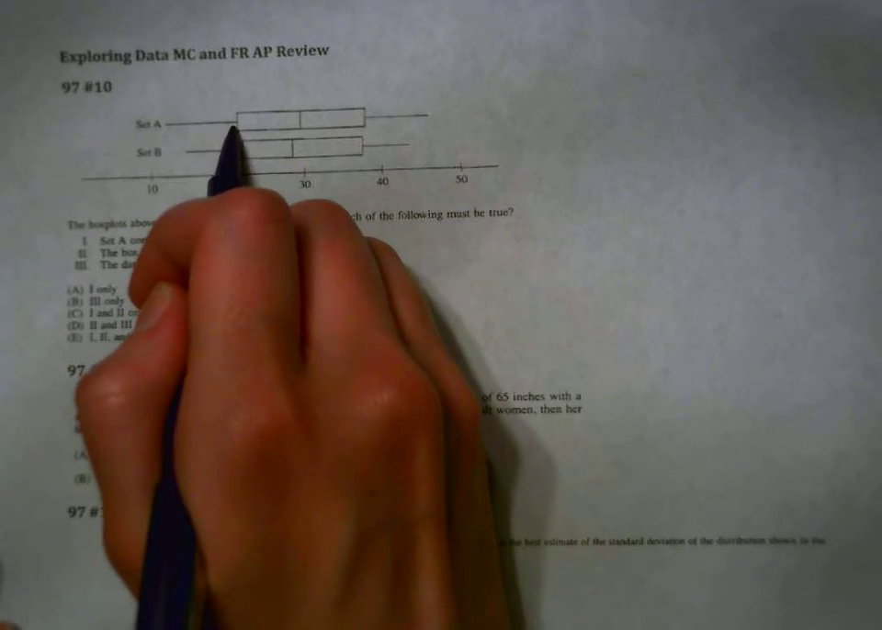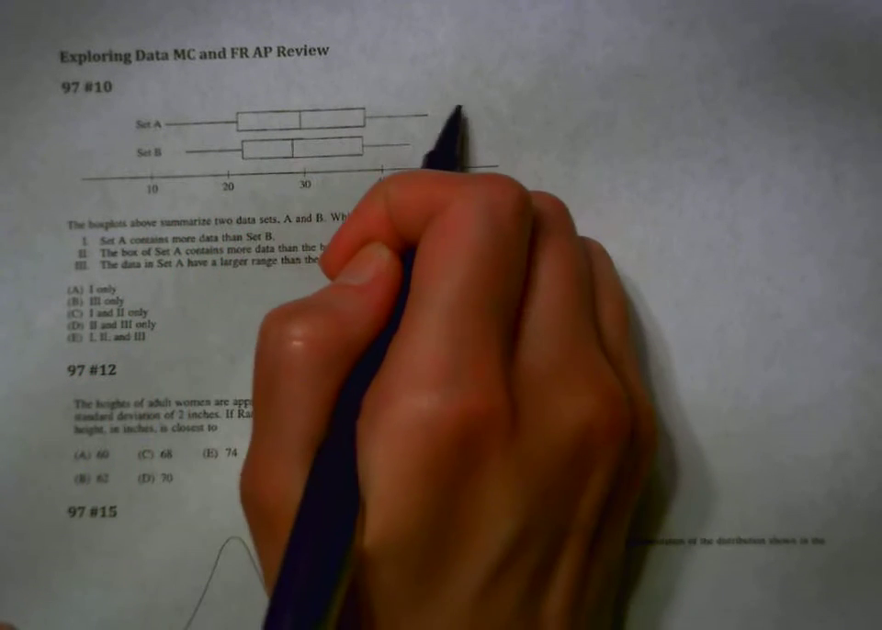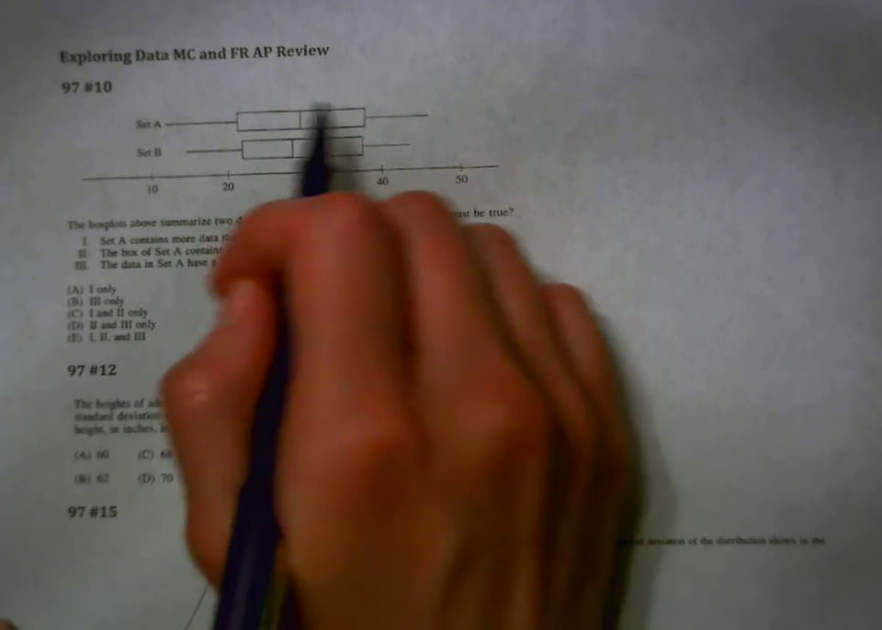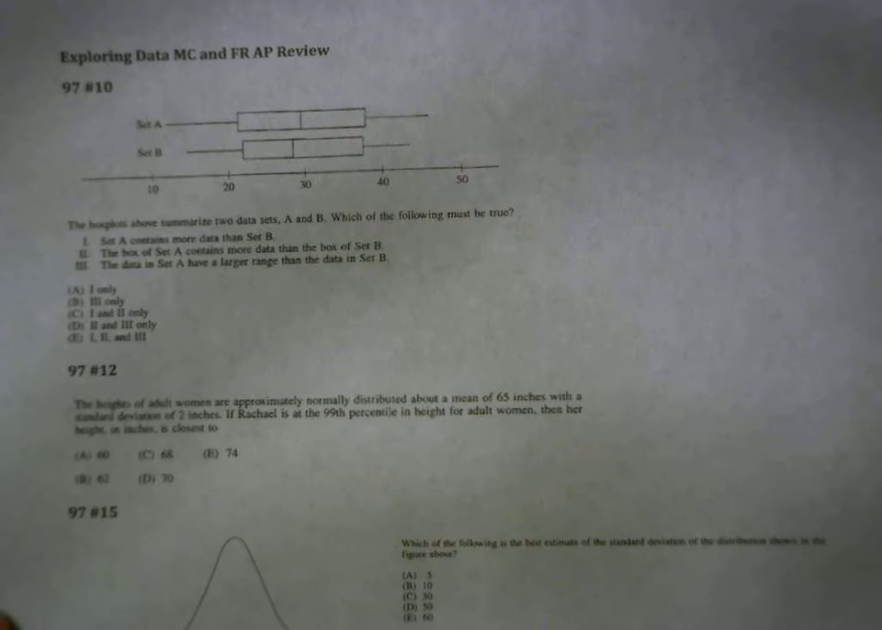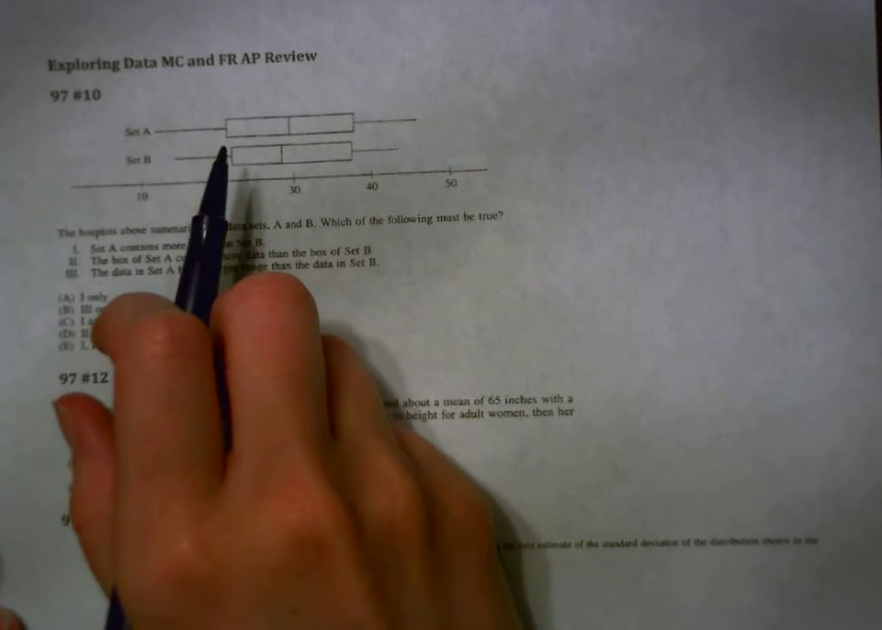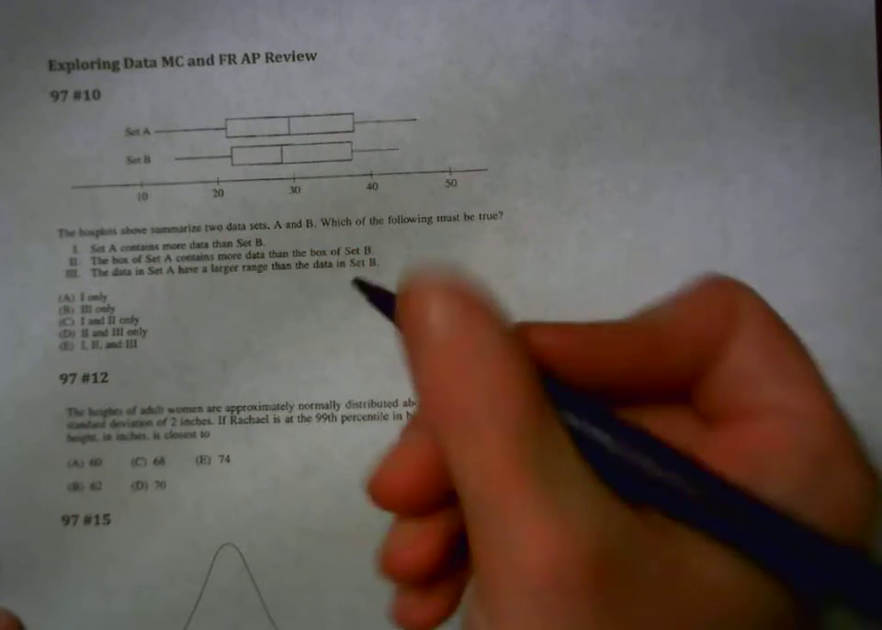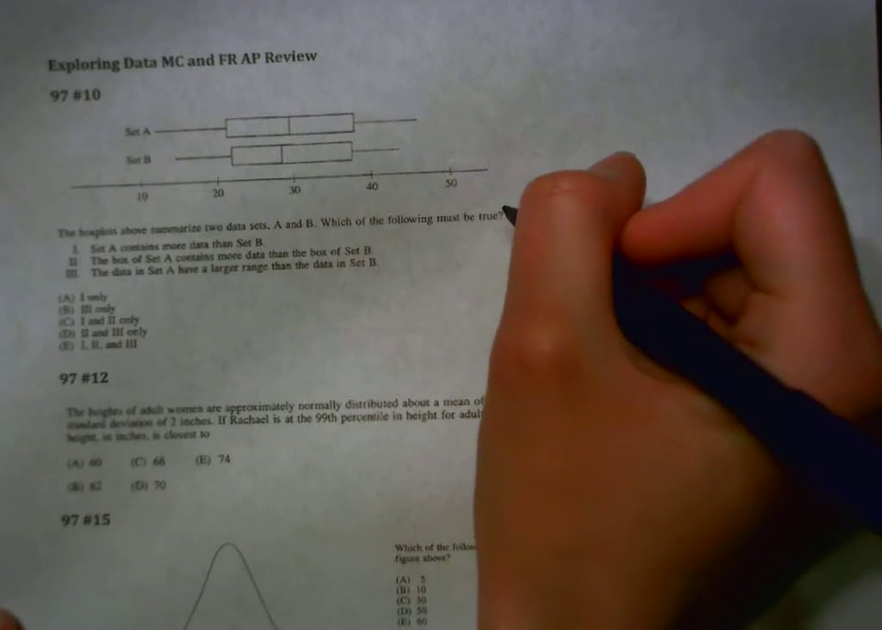Okay, so that's just talking about your sample size. All we know from a box plot is the 5-number summary, right? We know what the minimum value is, the Q1, the median, the Q3, and the maximum. We have no idea how much data, how many observations was in our data set. So we have no way of knowing that just by looking at a box plot. This sample size could have been 50 or it could have been 5. So which of the following must be true? That one we don't know.